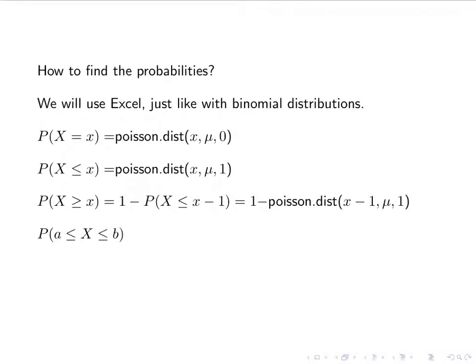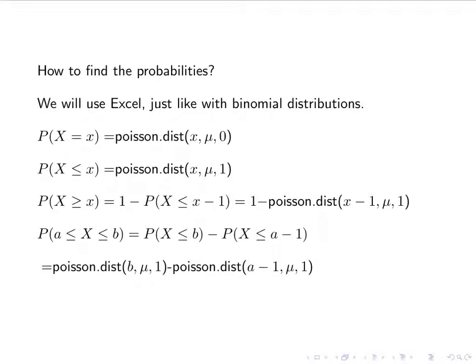We also talked a little bit about the case of x being between two numbers with the binomial. And again, it's the probability that x is less than or equal to b minus the probability that x is less than or equal to a minus 1. So we have the Poisson.dist of b, mu, 1 minus Poisson.dist a minus 1, mu, 1. So again, very similar to the binomial, just instead of binom, it's Poisson.